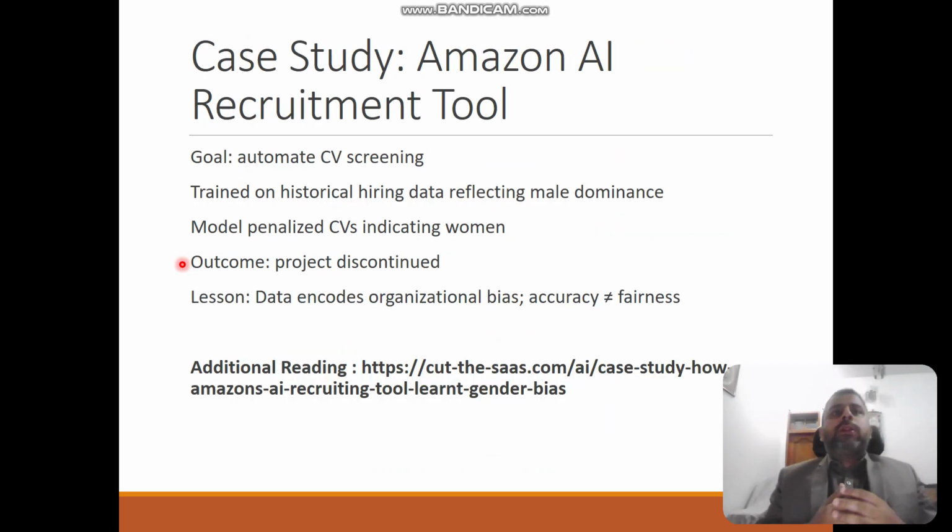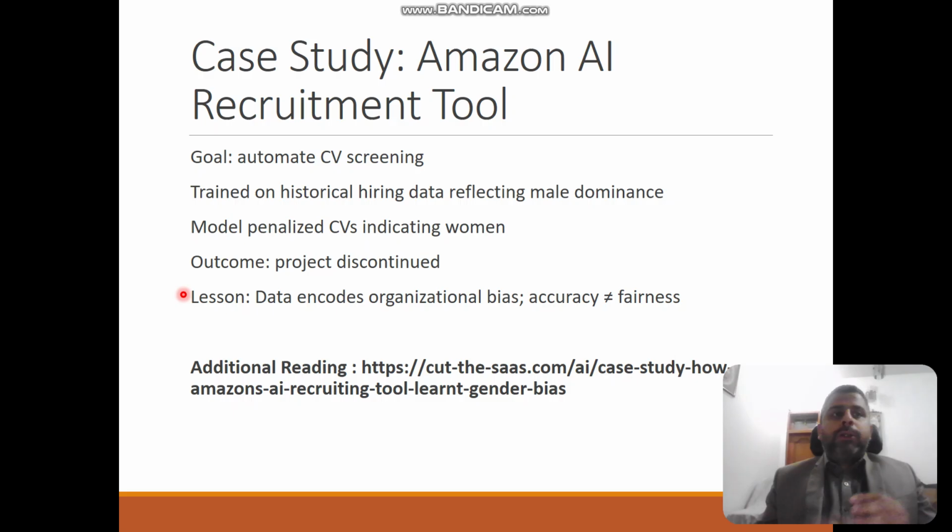Some examples regarding the systems which do not follow a socio-technical approach: there was an Amazon AI recruitment tool which was made, whose job was to automate CV screening. You apply for a job and it will automatically shortlist you, deciding whether you are eligible or not. It was trained on historical data which reflects male dominance. So the model was penalizing CVs of women. The outcome was that the project was discontinued.